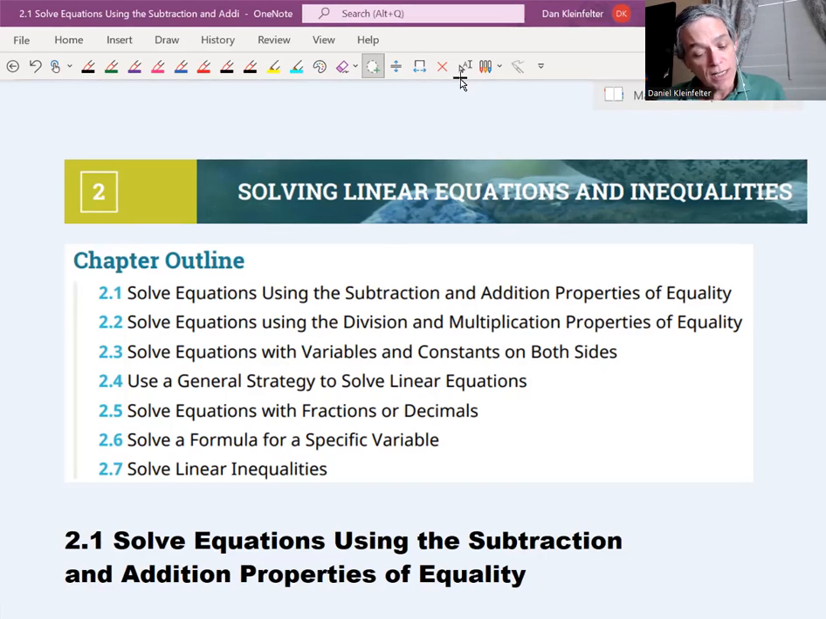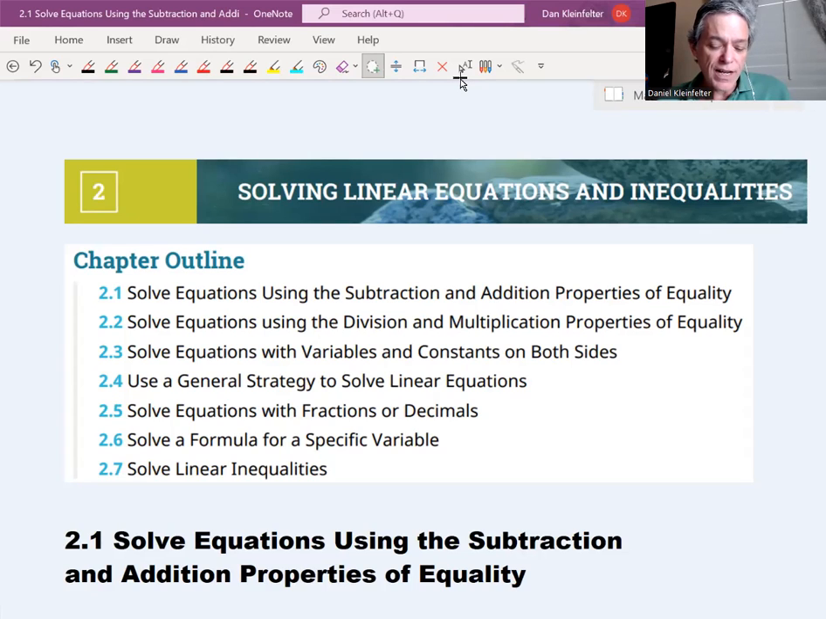2-4 says use a general strategy to solve linear equations. That kind of summarizes the first 3 sections. 2-5, solve equations with fractions or decimals. So that will be more equations, but of course, having more fractions and more decimals in it. 2-6, solve a formula for a specific variable. We'll have to talk when we get closer to that about what a formula is in comparison to what you might think of as a regular equation. But we'll be using the same sorts of steps to get that done.